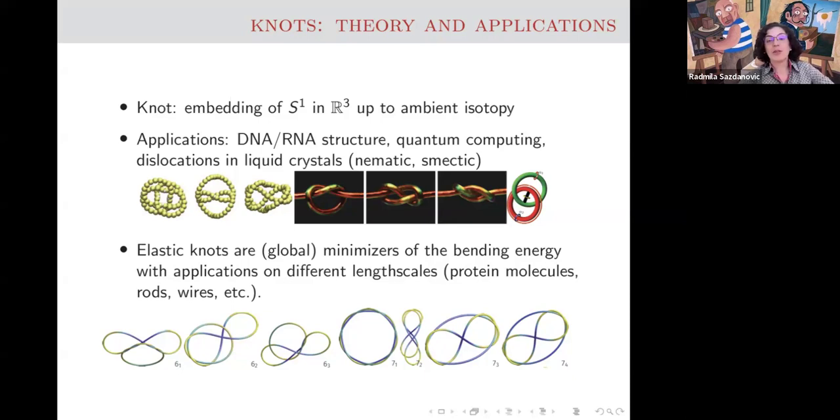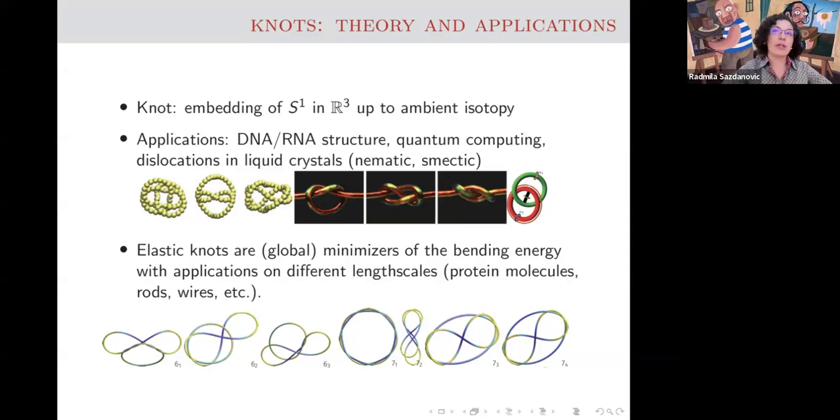So a knot is just an embedding of S1 in R3 up to ambient isotopy, which means that you can have a piece of string, embed it in R3, stretch it, and bend it, but the strands cannot pass through each other. Knots appear in many applications: DNA and RNA structures. A while ago there was a promising structure for setting up states for quantum computers. They also appear as dislocations in liquid crystals, where the particles have preferred directions and those directions don't match, so they appear as 3D structures, and they can also appear in light.